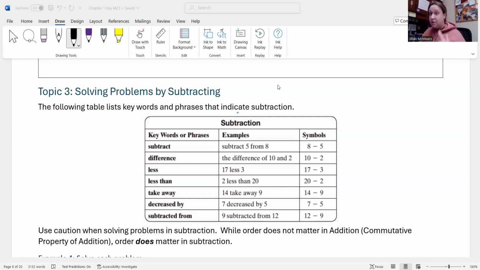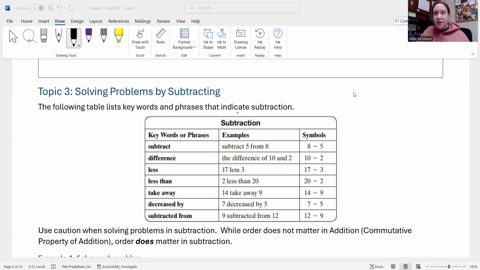So the word subtract, definitely the word difference. You'll see that quite a bit. Less, less than, take away, decreased by, subtracted from. Those are keywords and phrases that if you see them in a word problem, that would tell you right away that we need to start thinking subtraction.